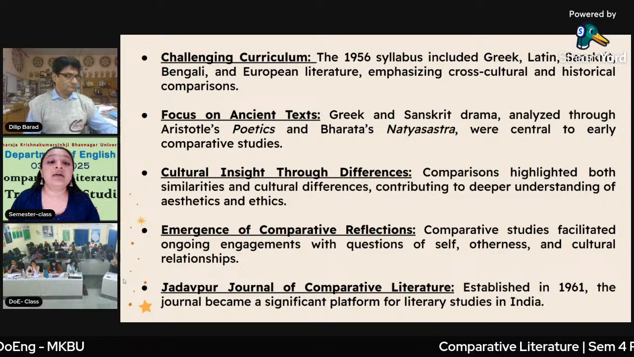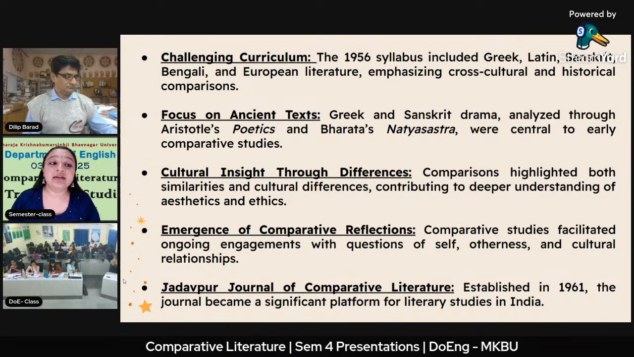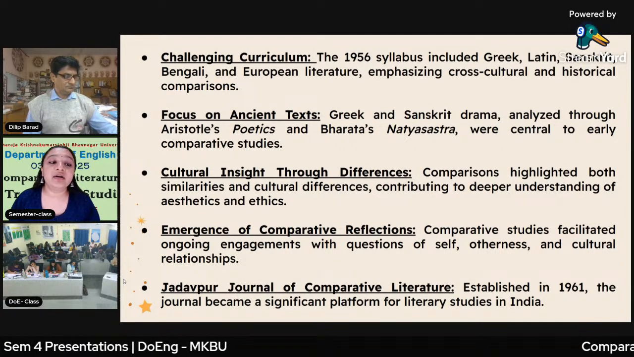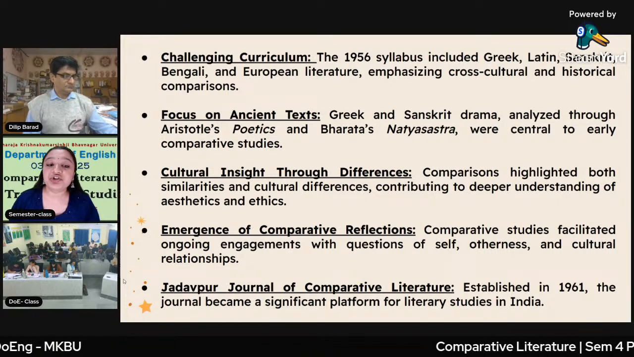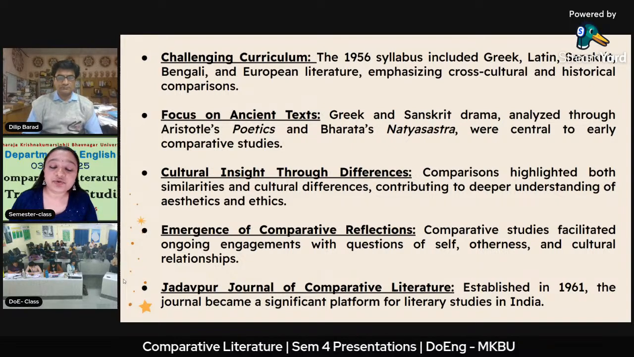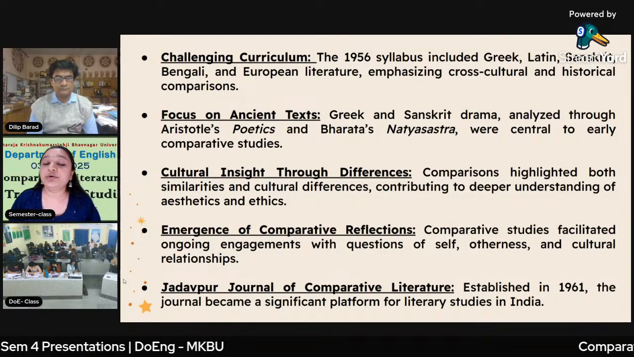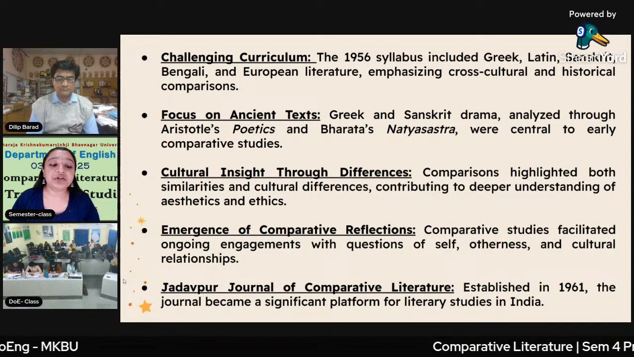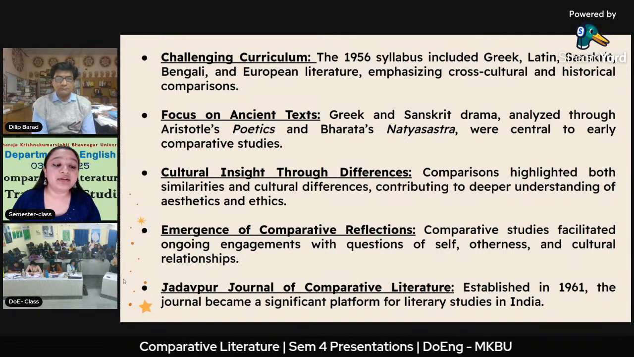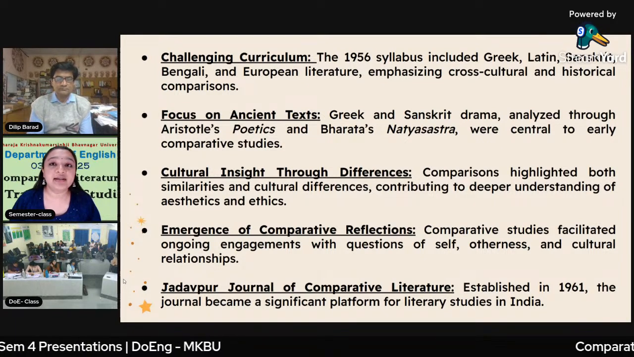Challenging curriculums: the 1956 syllabus included Greek, Latin, Sanskrit, Bengali and European literature, emphasizing cross-cultural and historical comparisons. Focus on ancient texts: Greek and Sanskrit drama, analyzed through Aristotle's Poetics and Bharata's Natya Shastra, were central to early comparative studies. Cultural insight through differences: the comparisons highlighted both similarities and cultural differences, contributing to a deeper understanding of aesthetics and ethics.